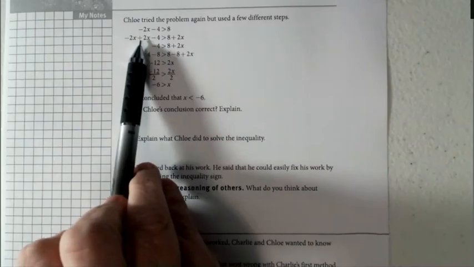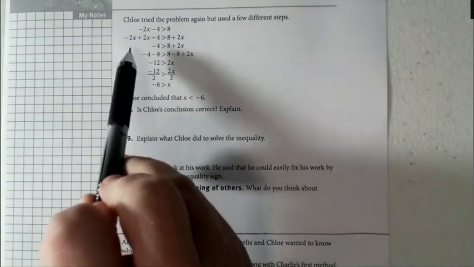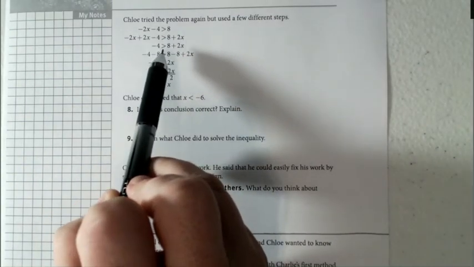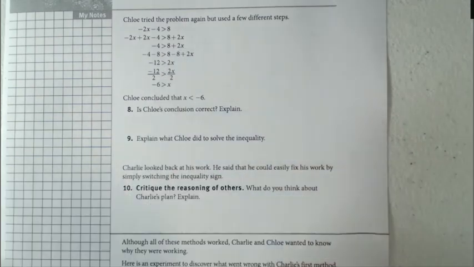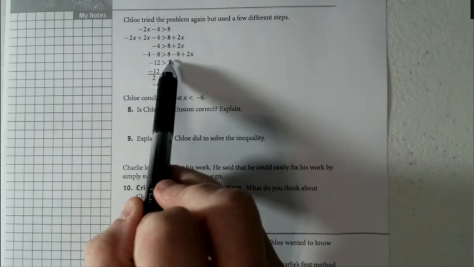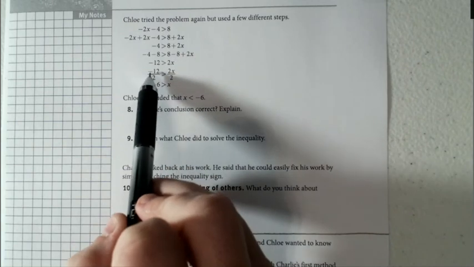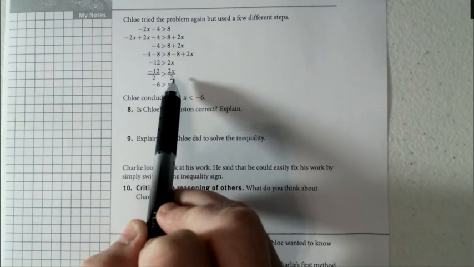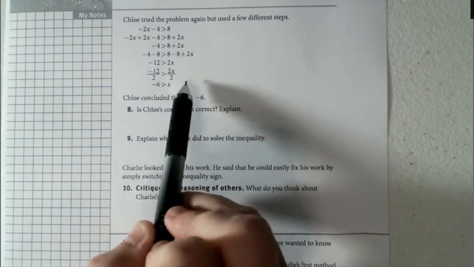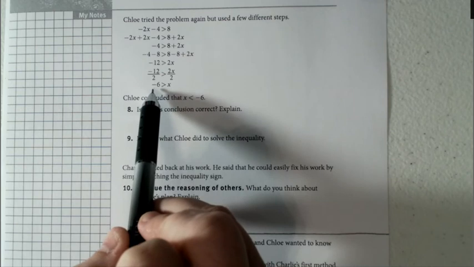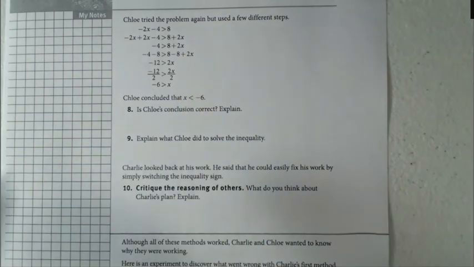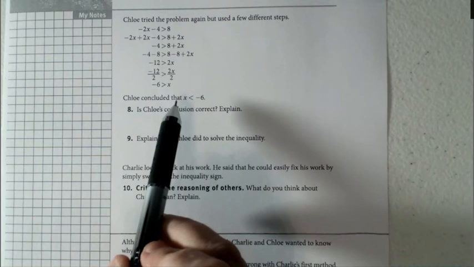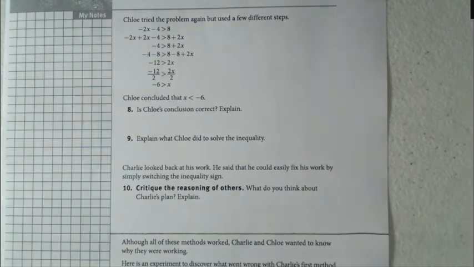This time she added 2x to both sides, got negative 4 is greater than 8 plus 2x. Then she subtracted 8 from both sides of the equation. Came down to negative 12 is greater than 2x. Lastly, she divides by 2 on both sides of the inequality and gets negative 6 is greater than x. Chloe concluded that means that x is less than negative 6. Is Chloe's conclusion correct? And explain.